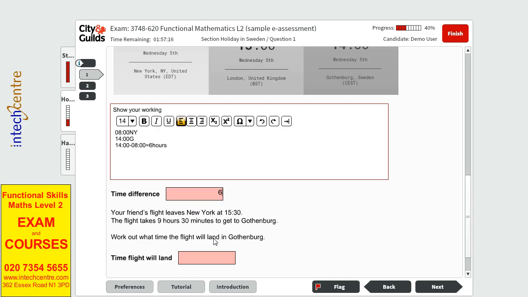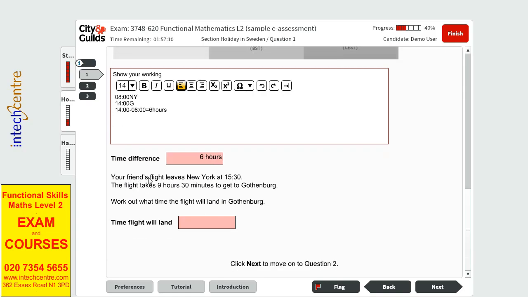So the time difference is 6 hours. Don't forget to put the units. Your friend's flight leaves New York at 3:30 p.m. The flight takes 9 hours and 30 minutes to get to Gothenburg. Work out what time the flight will land in Gothenburg.